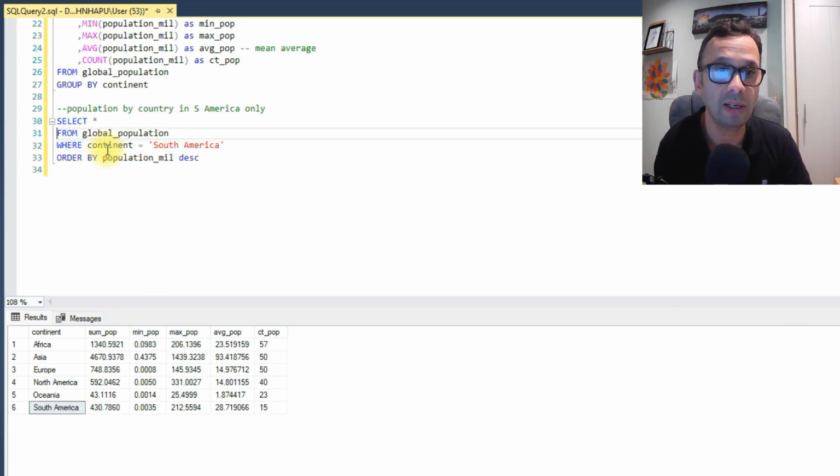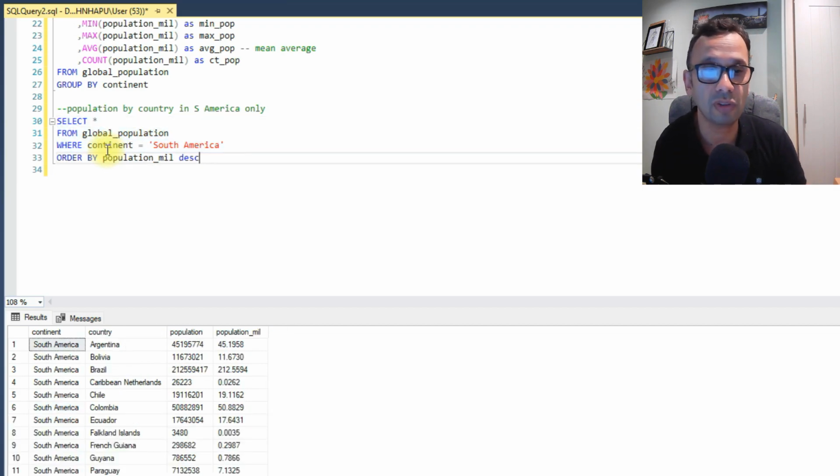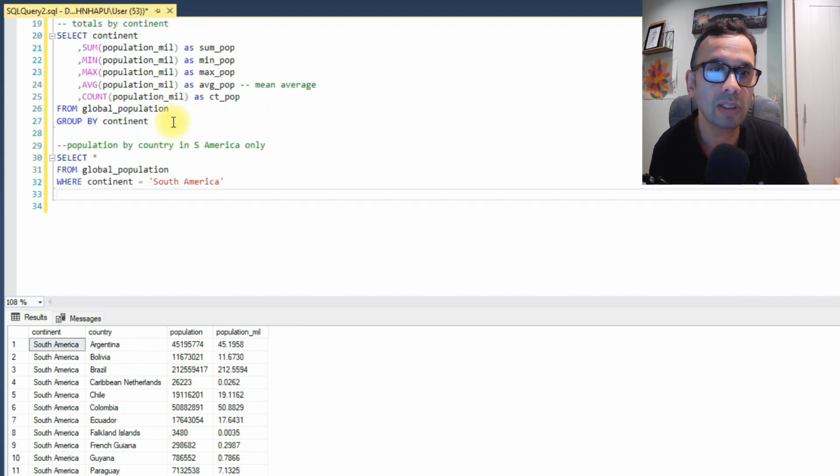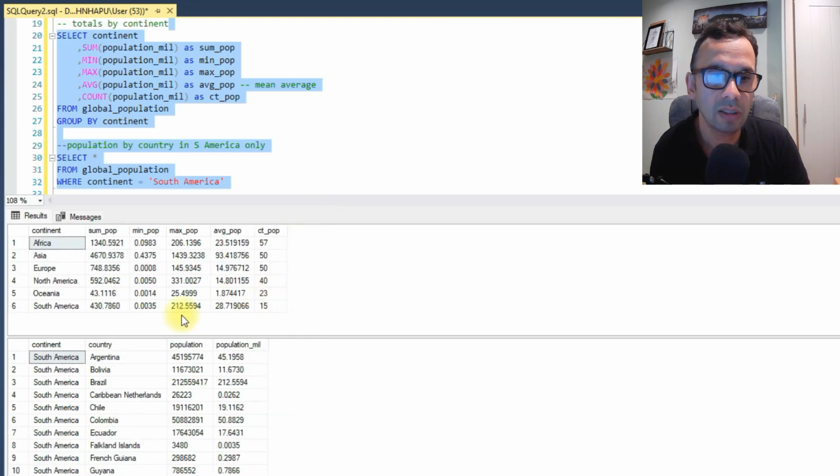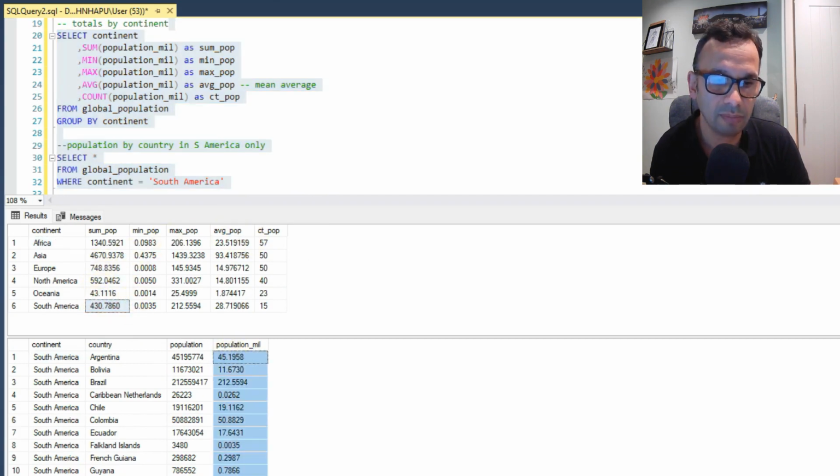And what we see there are 15 rows of data for all our South American countries. So when we look at this, we say South America, just move that up a little bit. So we say the total is 430 million.